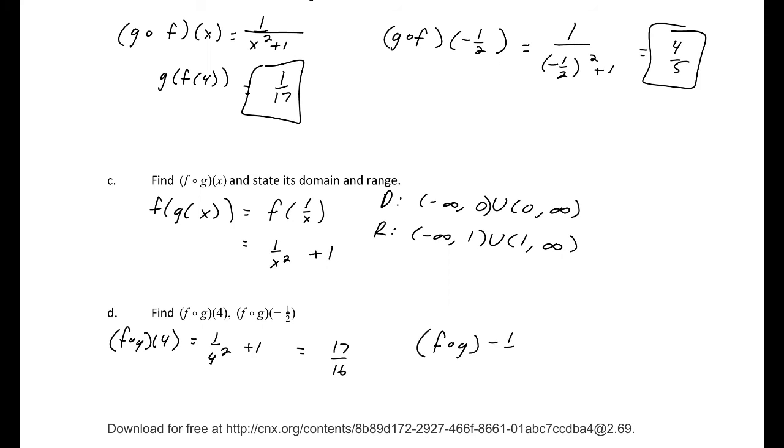And if we evaluate that at negative 1/2, okay, we will have 1 over negative 1/2 squared plus 1. That is 5. Squaring that, we get 1/4. Flipping that over, taking the reciprocal, we get 4 plus 1.